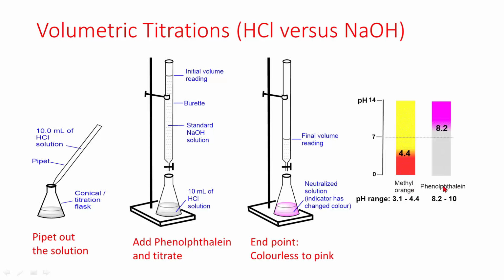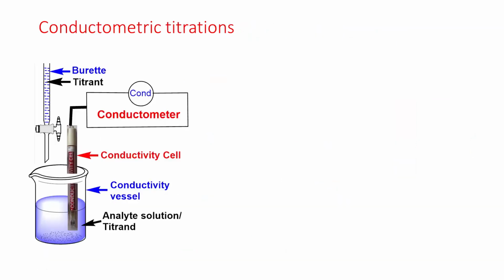Different indicators change their color at different pH. Phenolphthalein changes its color at pH 8.2. We can titrate HCl versus sodium hydroxide by another method, that is conductometric titration.